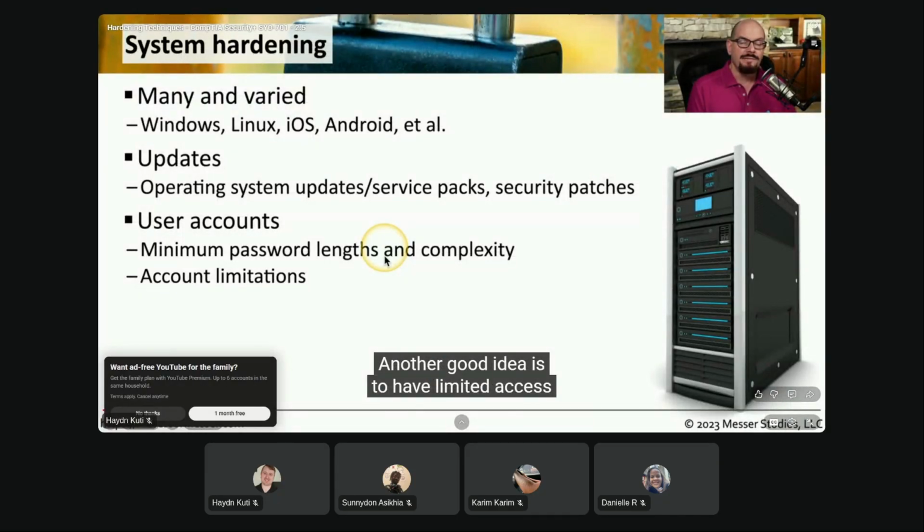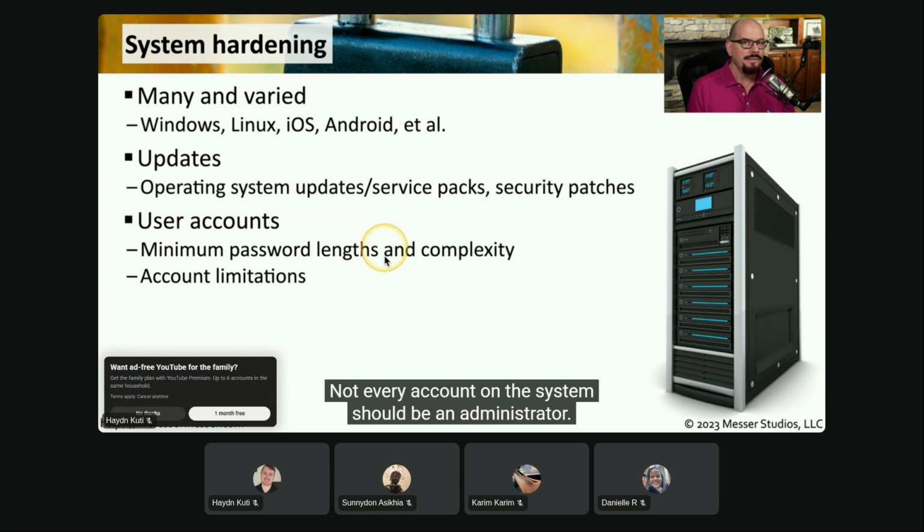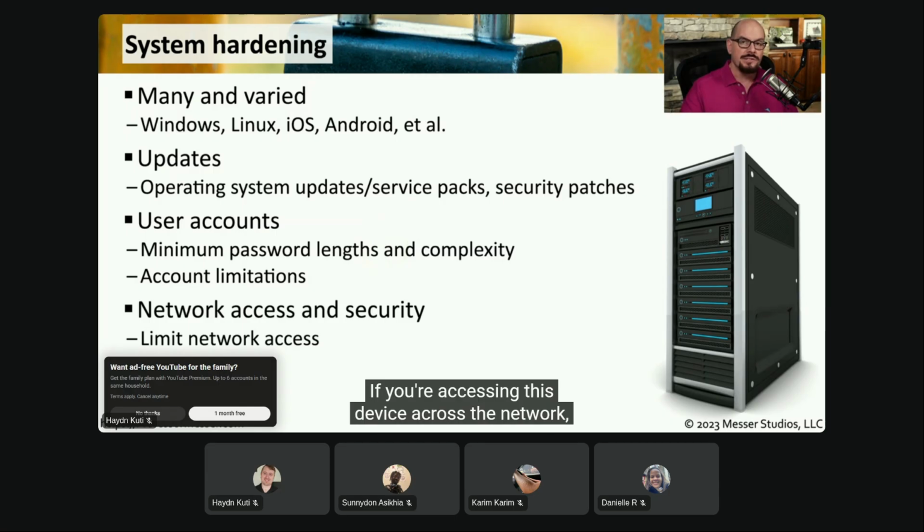Another good idea is to have limited access for these accounts. Not every account on the system should be an administrator, and each individual user account should only have the rights and permissions necessary for that user to do their job. If you're accessing this device across the network, it's also a good best practice to limit who may have access to this particular system. You might include an IP address range that's permitted to access this server, and if someone tries to access this server from a different IP address, they would be denied access.